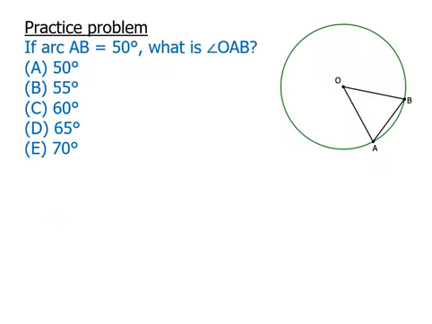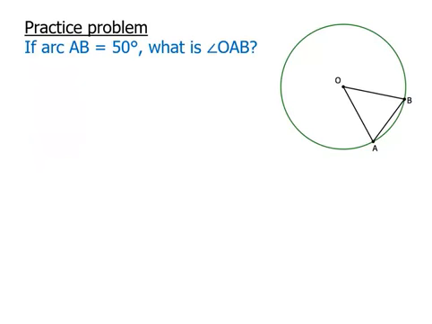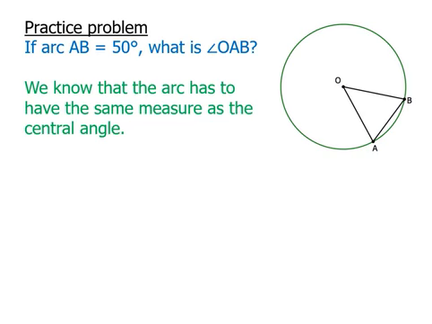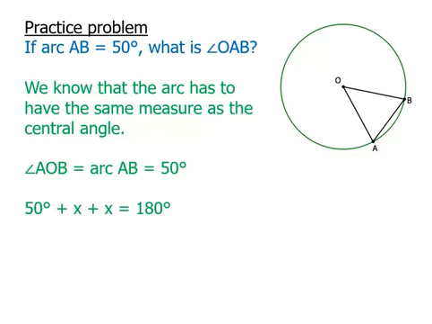Here's a practice problem. Pause the video and then we'll talk about this. Okay, so we have that the arc AB is 50 degrees. And so we want to know not the angle at the center, we want to know the angle at A. What is AOB? Well, first of all, we know that the arc has to have the same measure as the central angle. So AOB equals the measure of the arc, that's 50 degrees.